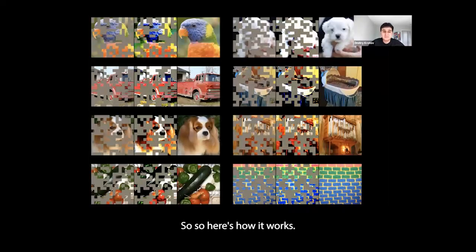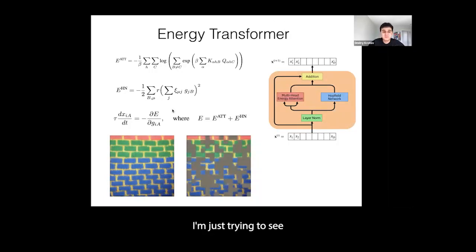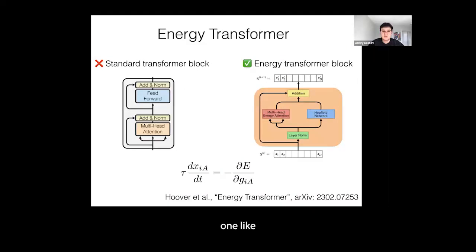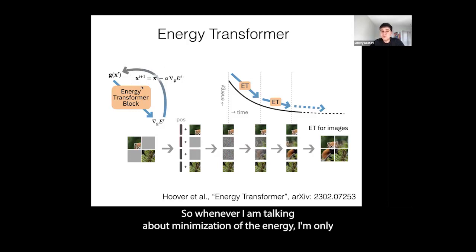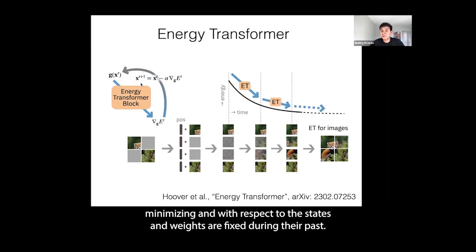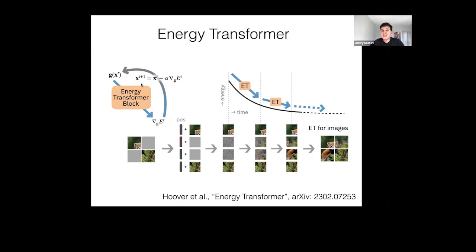So here is how it works. Let me go back to this slide, right? Our networks have two functions that are being minimized. The first function is the energy, and the energy is being minimized as a function of states. So X is the state vector, and let's call the weights W, right? Whenever I'm talking about minimization of the energy, I'm only minimizing energy with respect to the states, and weights are fixed during that pass. That's the forward pass. Now, of course, we want to train weights, right?